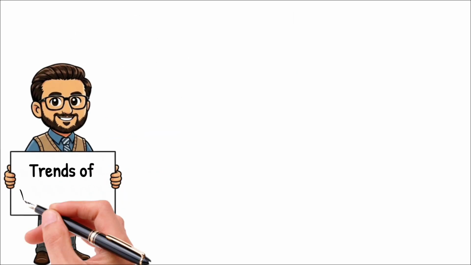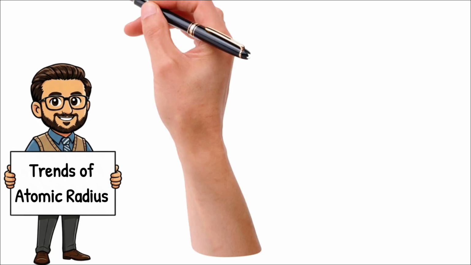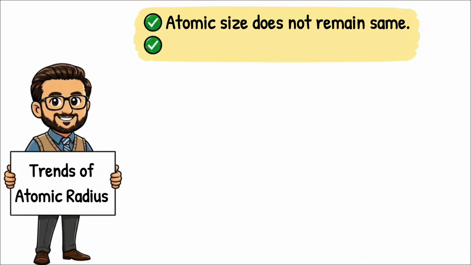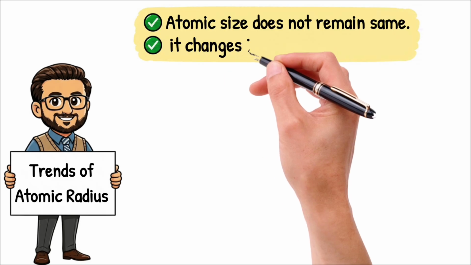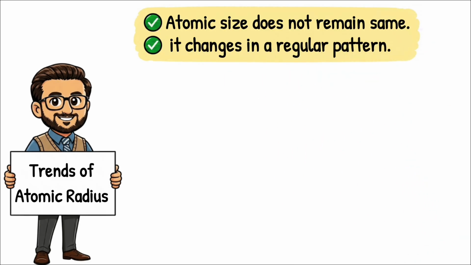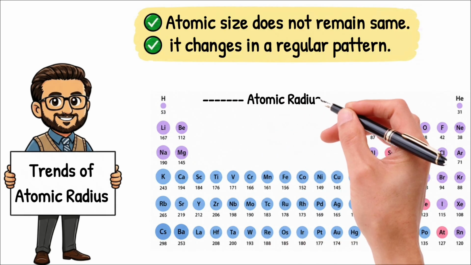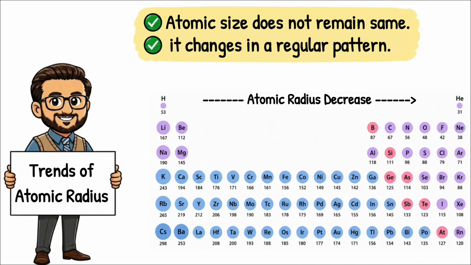Let's discuss trends of atomic radius in the periodic table. Atomic size does not remain the same for every element. Instead, it changes in a regular pattern across the periodic table. As we move from left to right across a period, the atomic radius gradually decreases. As we move from top to bottom in a group, the atomic radius increases.